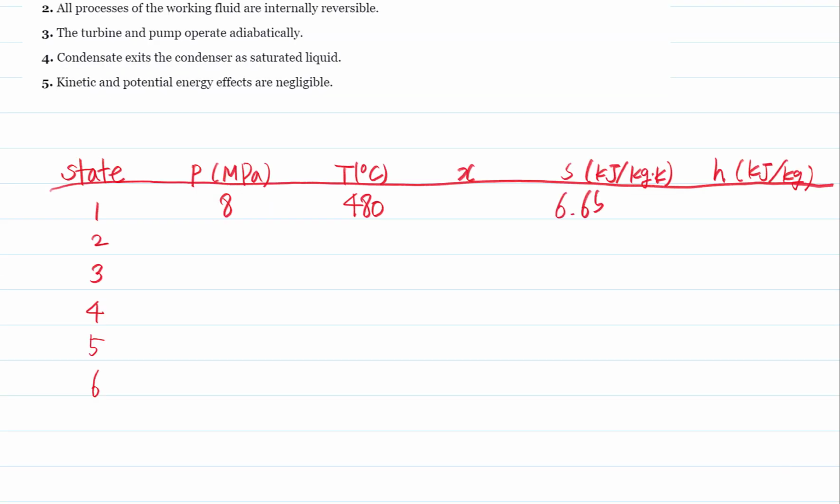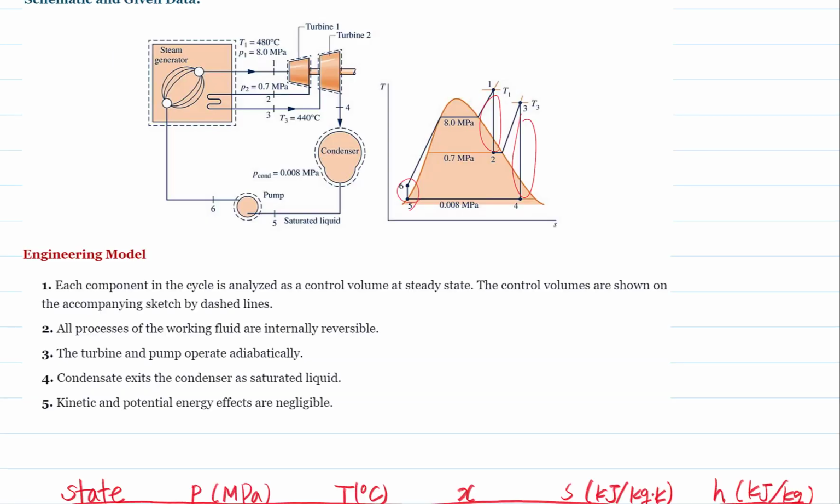Entropy, enthalpy. Now let's see state 2. This is state 2. Steam leaves the first stage turbines. The turbine operates isentropically. So S1 equals S2.